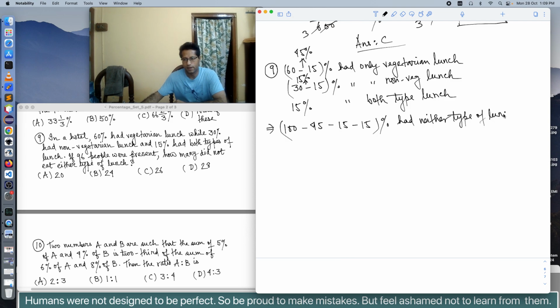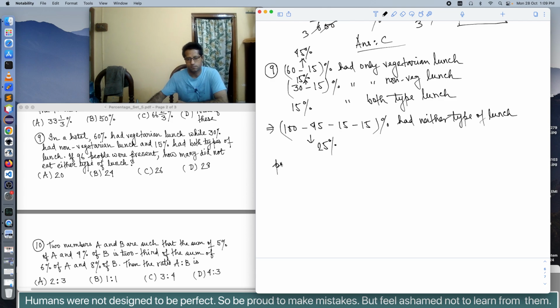And we have to find the total number of people who had neither type of lunch, which is 100 minus 45 minus 15 minus 15, that is 100 minus 75, which is 25. So 25% of people in the hotel had neither type of lunch. So how many did not eat either type of lunch?